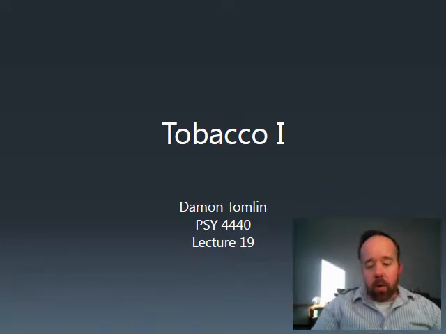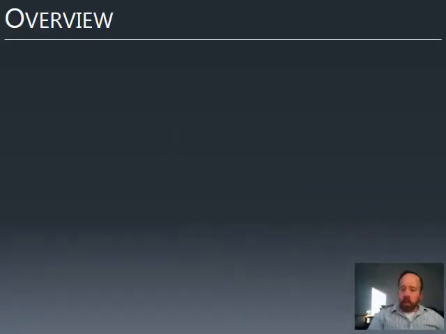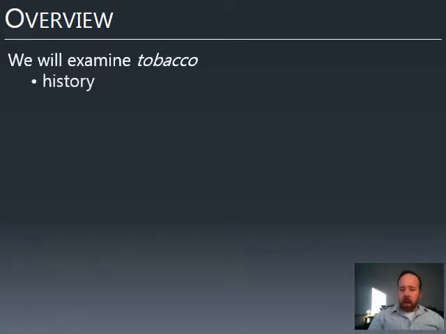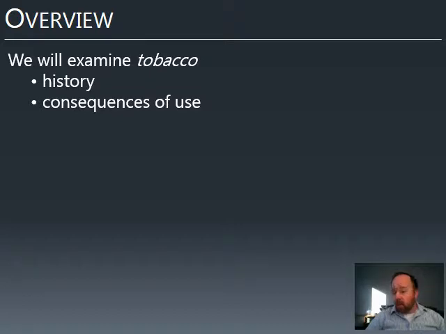So, to begin, we're going to look at tobacco this week, and of course, because it's a natural product, it has this long history that we'll go over. We'll also talk about the consequences of use, both the short term effects on the body and the brain, and the long term. Many of us are familiar with at least some of the long term consequences of tobacco use. Turns out there are a large number of them.